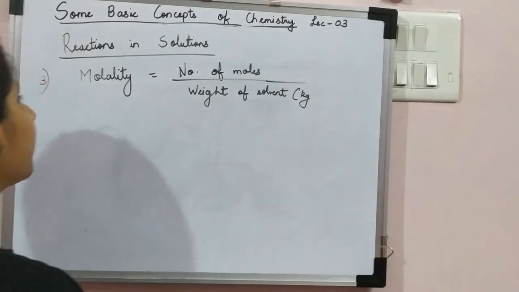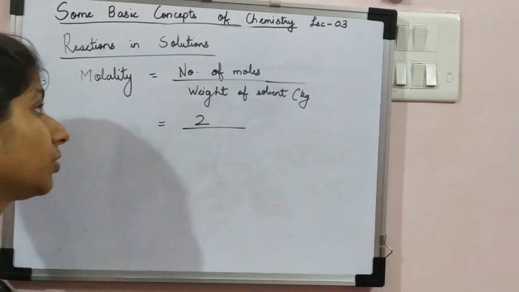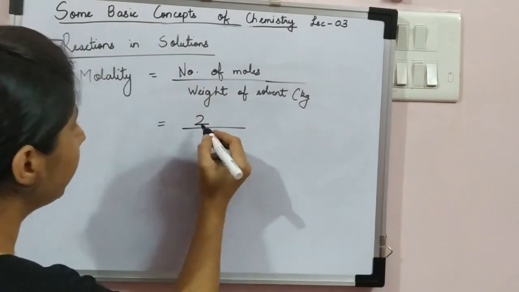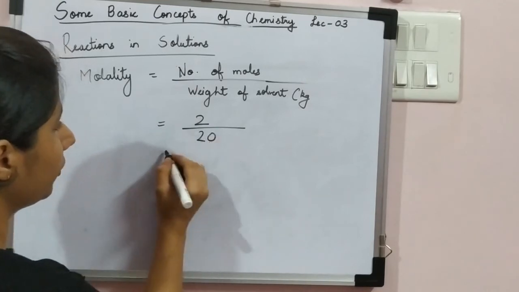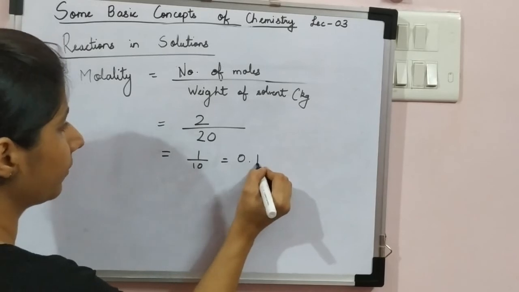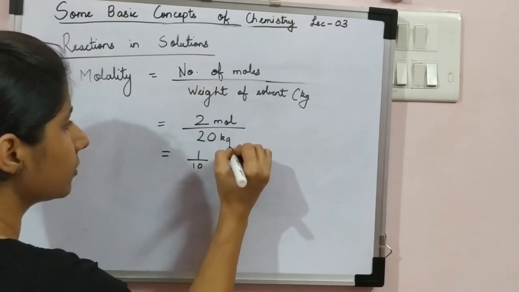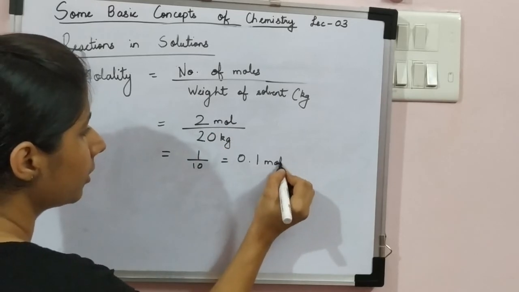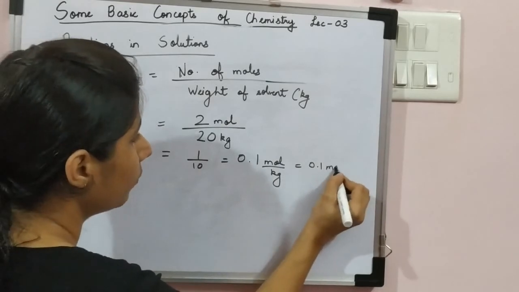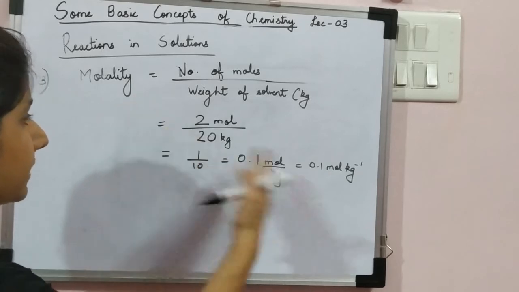Now let's say I am given 2 moles of a solute and I am given the weight of the solvent. Let's say the weight of the solvent is 20 kg. 2 upon 20, so this becomes 1 upon 10, which is equal to 0.1. 0.1 what? This is mole and this is kg. So this becomes mole upon kg, which is also written as 0.1 moles per kg. So this is molality.